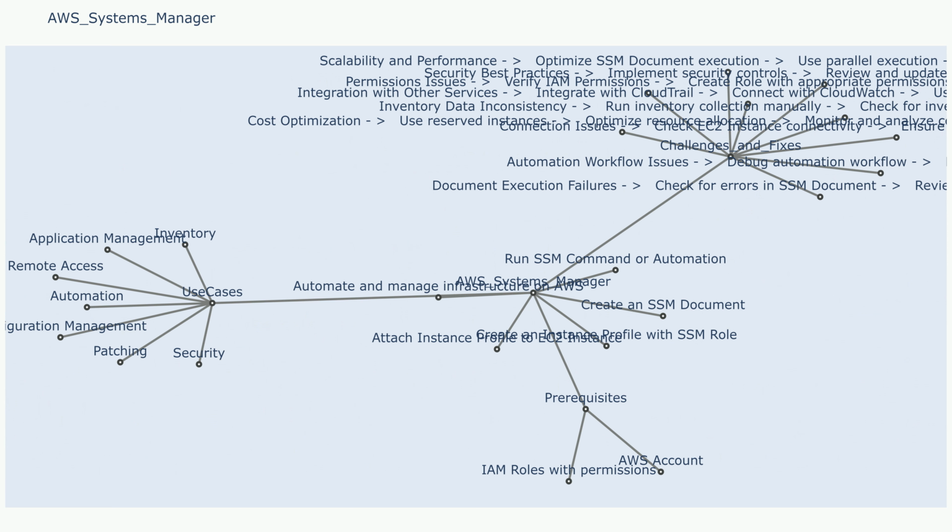Automation workflow issues. Debug the automation workflow. Review execution logs. Check dependencies. Utilize the SSM automation debugger to step through the workflow and identify issues. Examine the automation execution logs for error messages, timestamps, and resource states. Validate the automation dependencies, ensuring that all required resources and permissions are available.